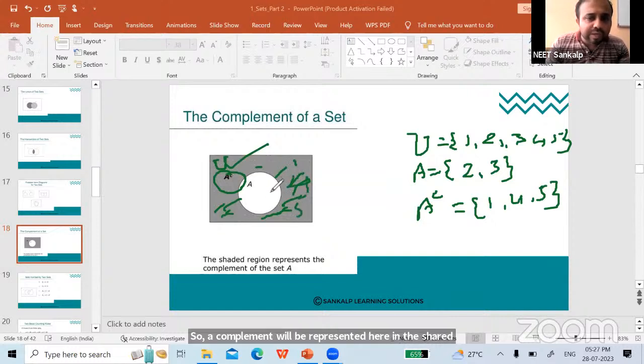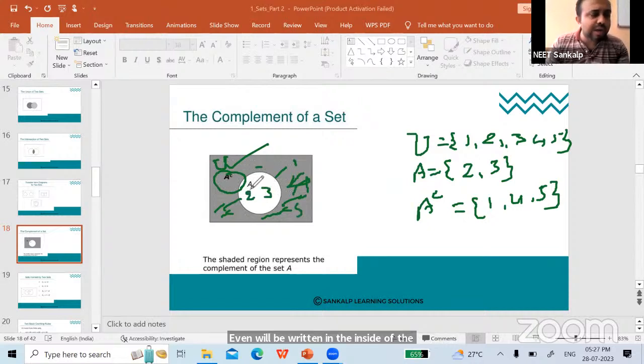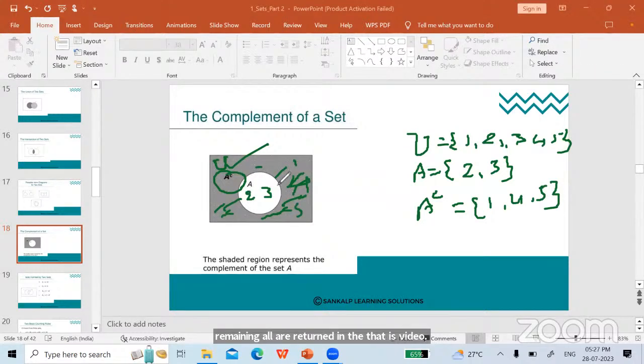And A will be written here, inside the circle: 2 and 3. The remaining elements are written in the universal set. Is that clear, students? Yes, sir. Okay, next.